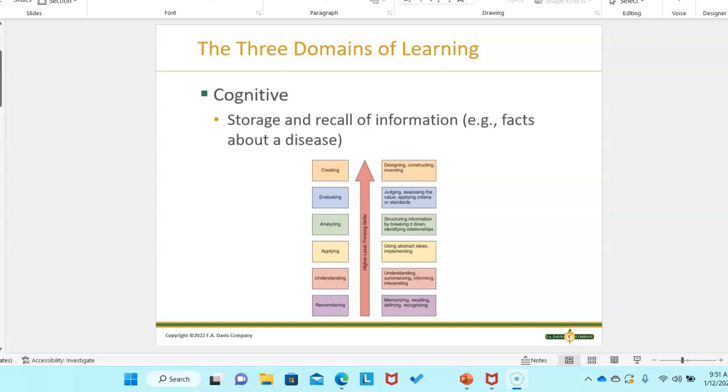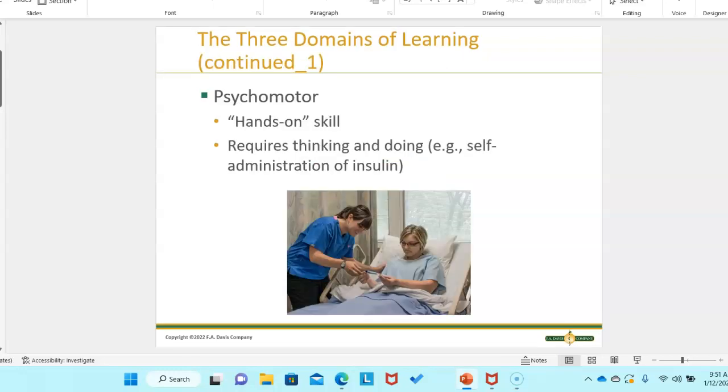All right? So the other domain of learning is the psychomotor. This domain includes hands-on skills. This requires thinking and doing, such as self-administration of insulin. So for us, in theory, we can say that we are at the cognitive level.